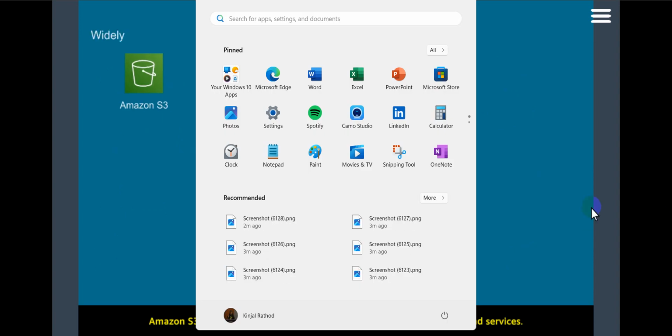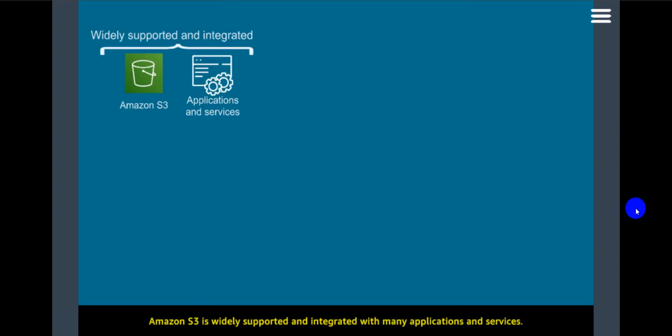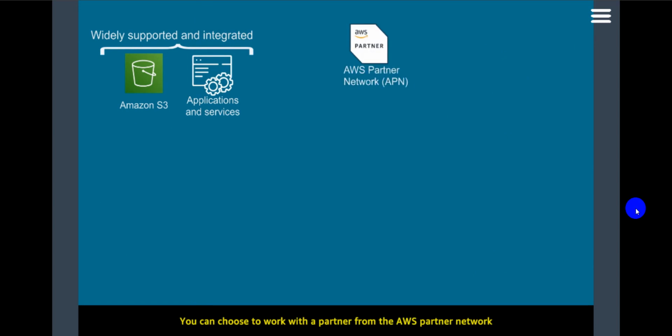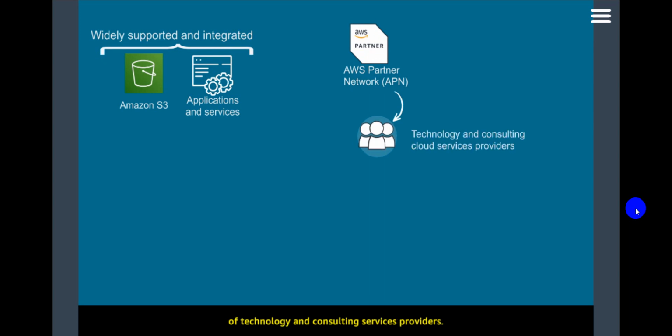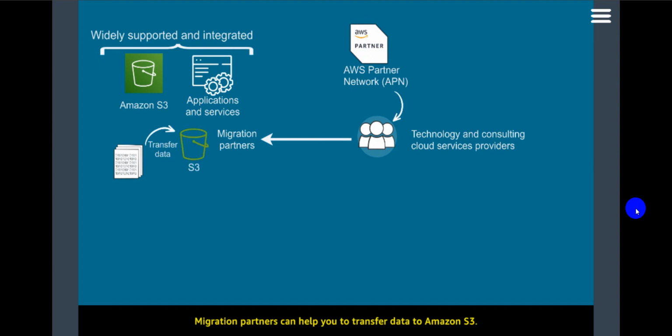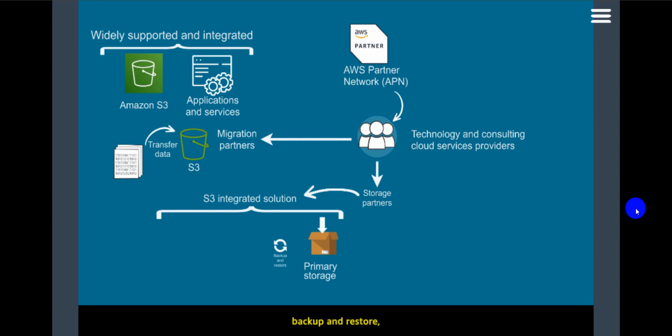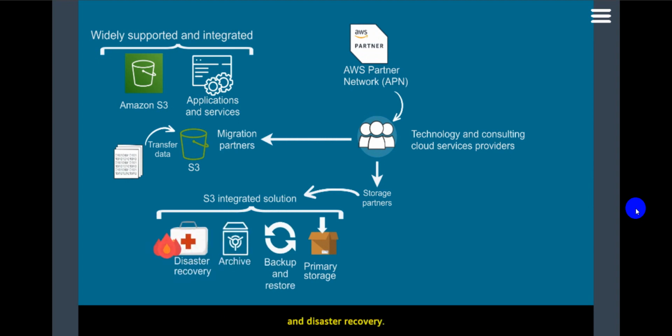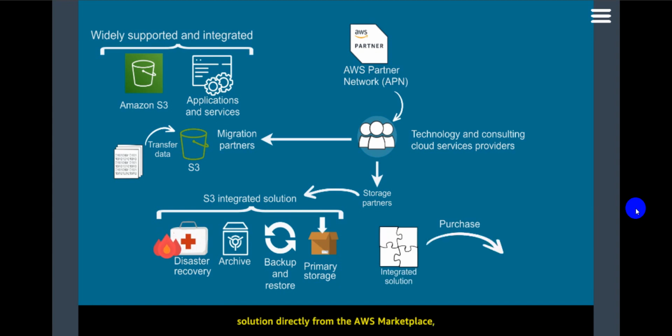Amazon S3 is widely supported and integrated with many applications and services. You can choose to work with a partner from the AWS Partner Network, or APN, which is the largest community of technology and consulting services providers. Migration partners can help you to transfer data to Amazon S3. Storage partners offer integrated solutions for primary storage, backup and restore, archives, and disaster recovery. You can also purchase an AWS integrated solution directly from the AWS Marketplace, which lists over 250 storage-specific offerings.